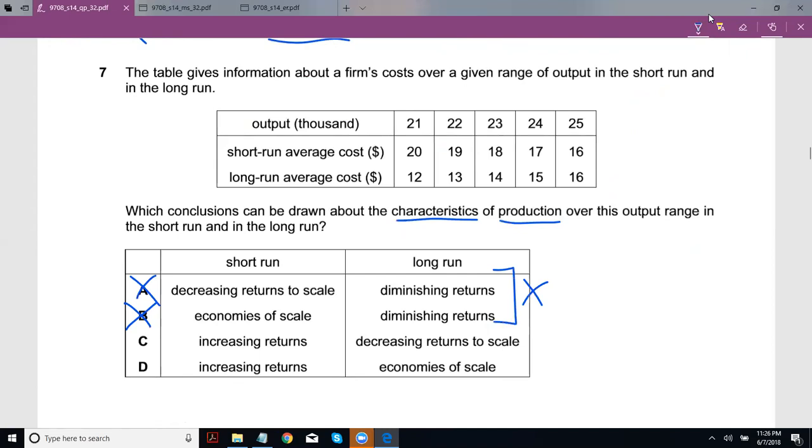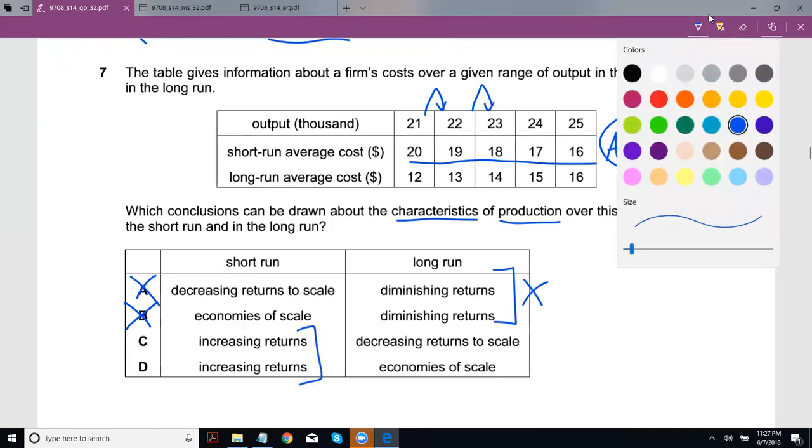In the long run, you can have returns to scale, so increasing or decreasing returns to scale, which then lead to economies and diseconomies of scale. In the short run, you have returns, which makes it obvious that in the short run you have increasing returns. But let's look at why anyway. For the change in output, the intervals are the same. Output is increasing by 1,000, and your short-run average cost is decreasing. If your average cost decreases, the reason that happens is because you have increasing returns.